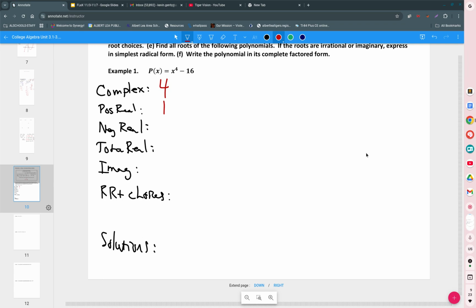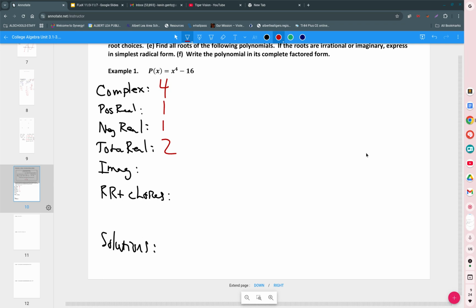How would I determine the number of negative real? I do p of negative x, and x to the 4th will not change, will it? And neither will my 16. P of negative x is the same thing, so there is 1 negative real. Not 0, not 2, not any more, not any less. There is exactly 1. So if there's exactly 1 positive real and exactly 1 negative real, then how many total real are there? 2.